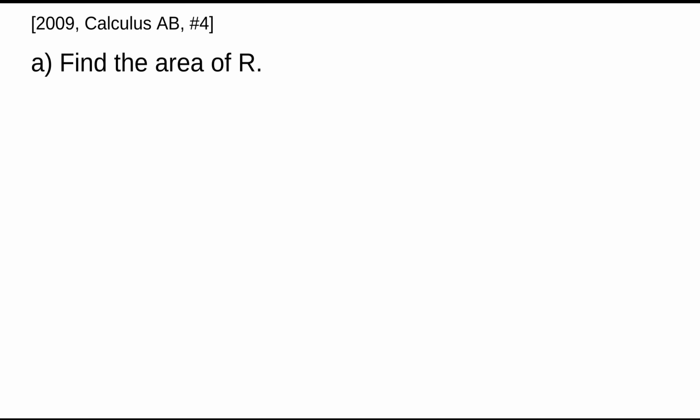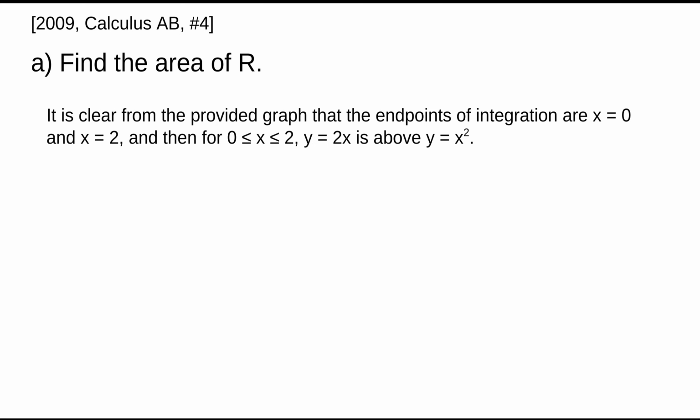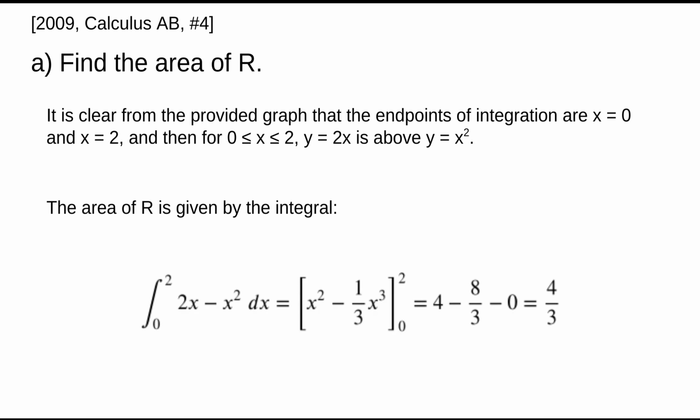In part A of the question, we are asked to find the area of the region R. If you look at the graph, the endpoints of integration would be x equals 0 and x equals 2. You can also tell from the graph that for all values of x between 0 and 2, the graph of y equals 2x is above the graph of y equals x squared. So y equals 2x would be our upper function, y equals x squared would be our lower function. So the area of region R can be found using the integral from 0 to 2 of 2x minus x squared dx.